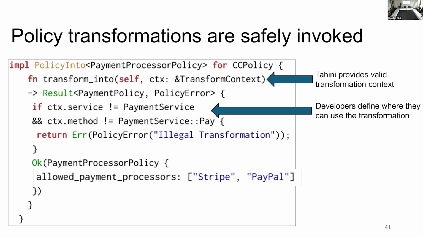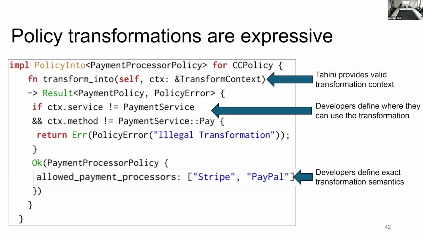And developers specify under which services and which methods they allow this transformation to happen. And they also define the exact transformation semantics. Now, I keep saying developers define blah, blah, blah. This is trusted code, right? This is transformation code. This is not written by application developers.